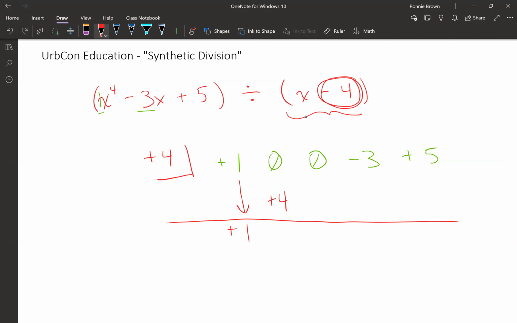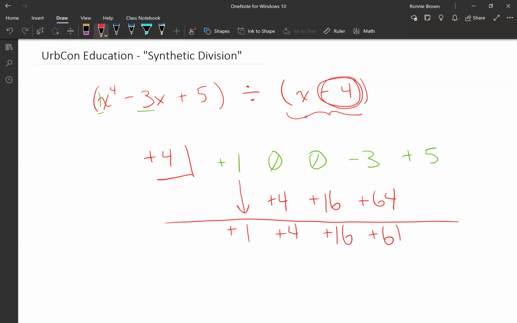And remember, anything above the line gets added to whatever's right above it. So +4 and 0 make +4, and we write it down below. Anything below the line gets multiplied by what's inside of the box. +4 times +4 is +16. Anything above the line gets added to what's above it. 16 and 0 make +16. We're just repeating this process over and over until we get to the very end. So 16 times the 4 gets us +64. 64 and -3 make +61.